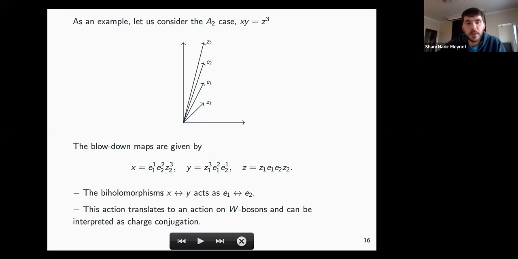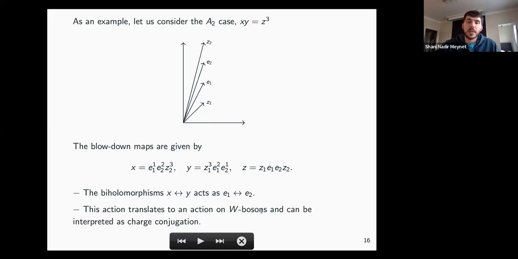If I have this map and I have my biholomorphism, I see that exchanging Y and Z has the effect of exchanging E1 and E2. So if, as we said, we think of E1 and E2, the exceptional cycles, the ones on the objects that regulate, for example, the masses of some BPS particle, and if we interpret this BPS particle as the W bosons of the SU(N) 7D super Yang-Mills, then we see that this biholomorphism has an action on the W bosons.